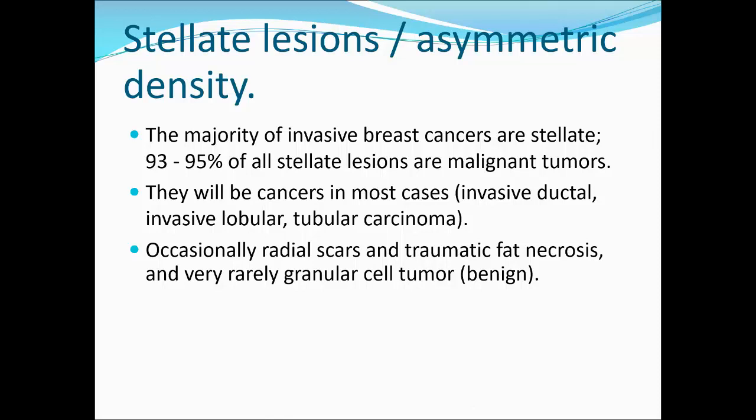Stellated lesions or asymmetrical density, the majority of them are malignant. In 95% of cases, they will be cancers, in most cases invasive ductal, invasive lobular, and tubular carcinoma, but take care that a small percent are not malignant, like radial scar, like traumatic fat necrosis, and very rarely granular cell tumor.